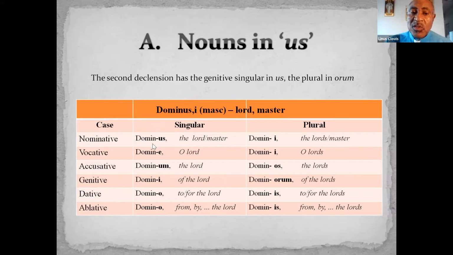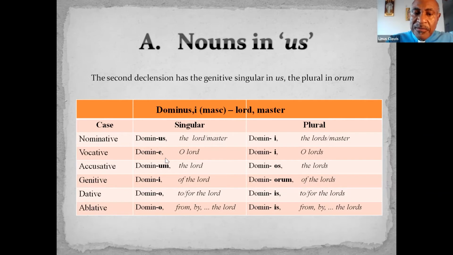So we have dominus. Remember, there has to be as many syllables as there are vowels. So we have 3 vowels, the O, the I, and the U. So it's dominus. That means the Lord, the master, the boss, the guy in charge, and so on.